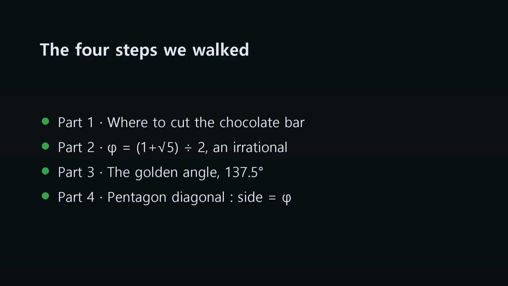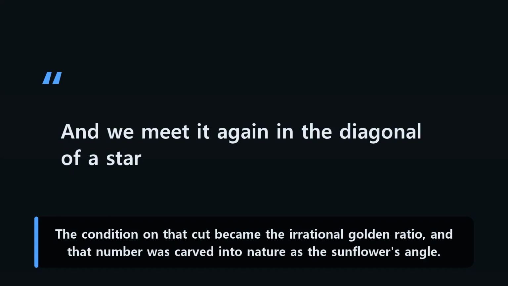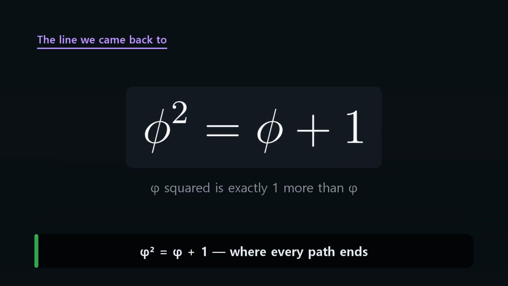Let's retrace the road we walked. We set out from one question. Where do you cut a chocolate bar? The condition on that cut became the irrational golden ratio, and that number was carved into nature as the sunflower's angle. A story that began with a single division passed through an irrational number, infinite expressions and a star and came back to this one line.